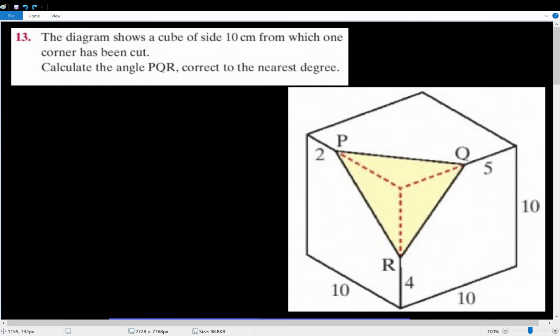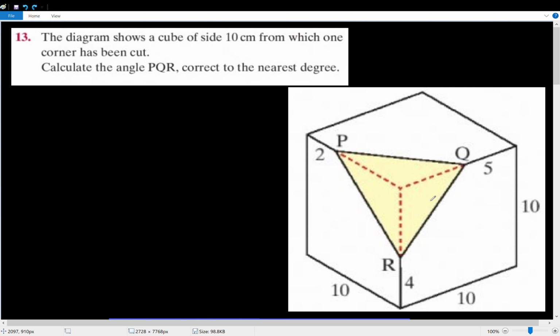So the angle PQR is going to be in the triangle PQR, which is what's left flat on the corner of what used to be a cube. When the corner is removed, it's just going to be that flat triangle left against the cube. But before we do that, we're going to have to deal with the other triangles in order to get the lengths of the sides of the triangle PQR.